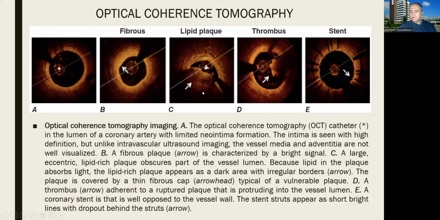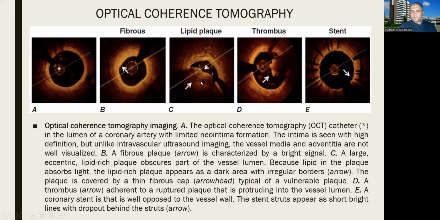C. A large eccentric lipid-rich plaque obscures part of the vessel lumen. Yes, this is a very big atherosclerotic plaque. Because lipid in the plaque absorbs light, lipid-rich plaque appears as a dark area with irregular borders. Yes, a lot of lipids, a lot of black areas here.